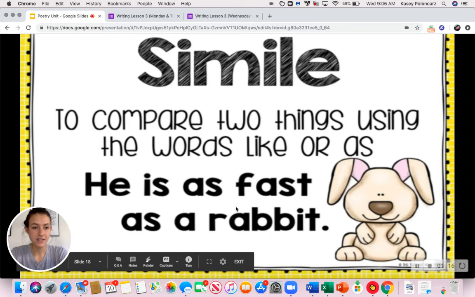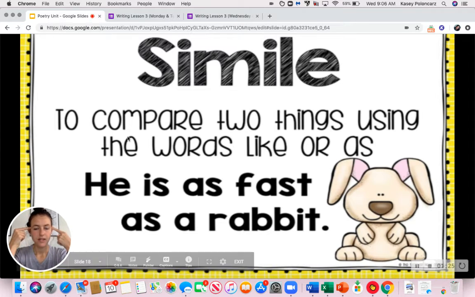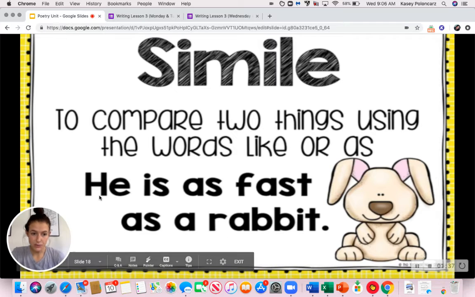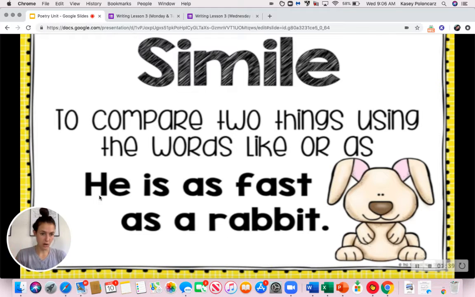So we're going to start today talking about similes. So I want you to read this in your head. A simile is when you compare, so you have to compare. You're comparing two things using the words like or as. So he is as fast as a rabbit. Is he really a rabbit? No. But they're saying he's fast like a rabbit, and rabbits go pretty fast. So they're saying he's really fast.